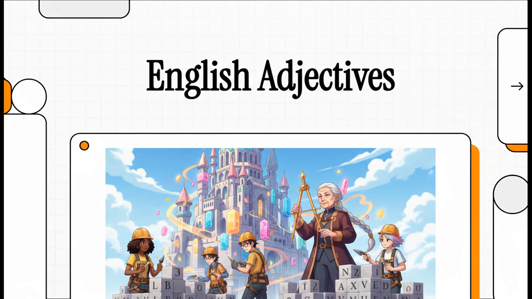When you think about it, words are kind of like building blocks. Sure, you can put a few together and make a simple structure. But to build something that really stands out, something memorable, you need a special kind of tool. And today, we're diving into the architect's secret weapon, the English adjective.